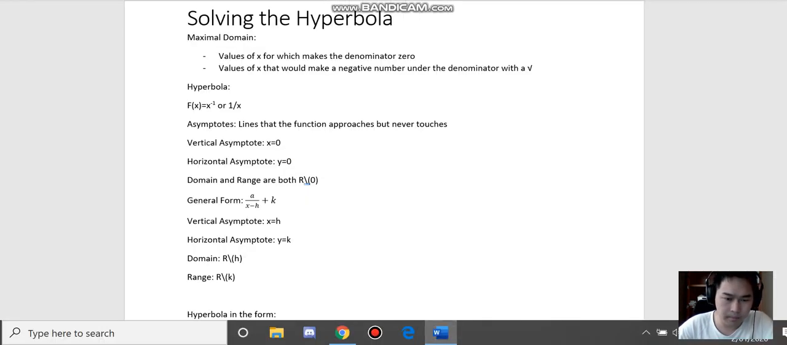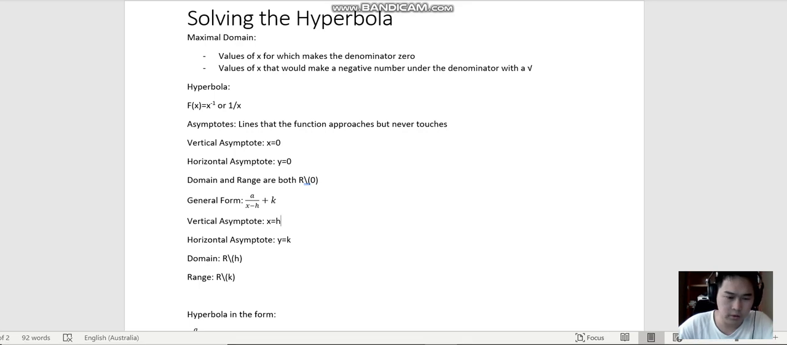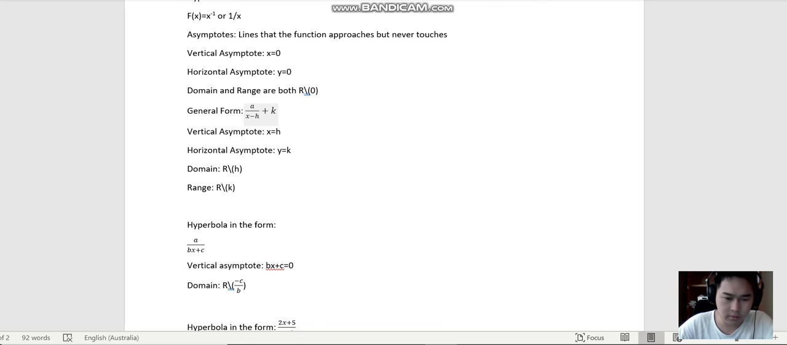Okay. So you can generalize this with the vertical asymptote x equals h and the horizontal asymptote y equals k. The domain is real except h, and the range is real except k. If you are given a hyperbola in the form a over bx plus c, and you want the vertical asymptote, because there's a b in the front, you have to do some manipulation. You solve bx plus c equals 0, and the domain would be real except negative c over b, which is when you make x the subject.